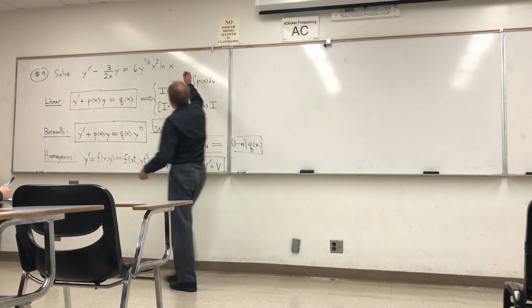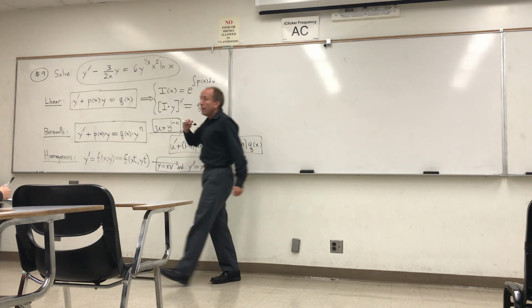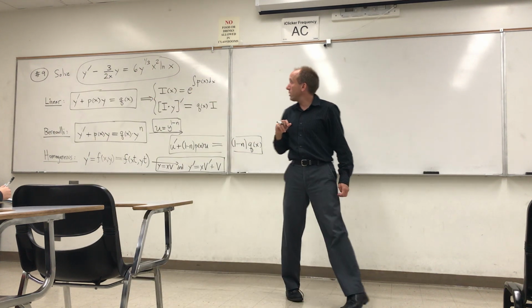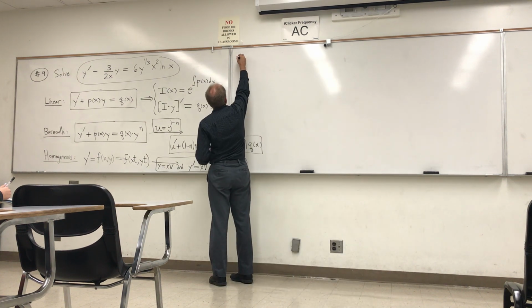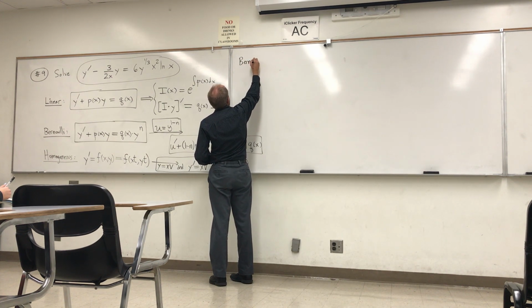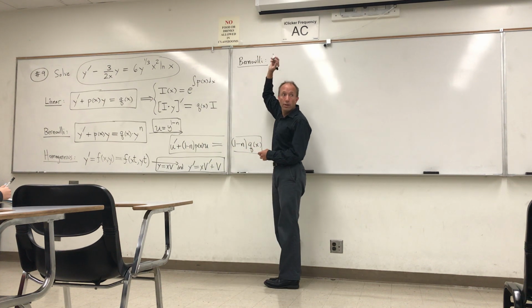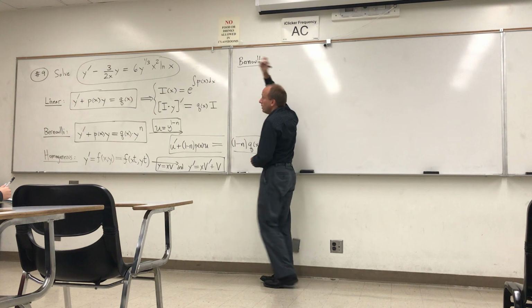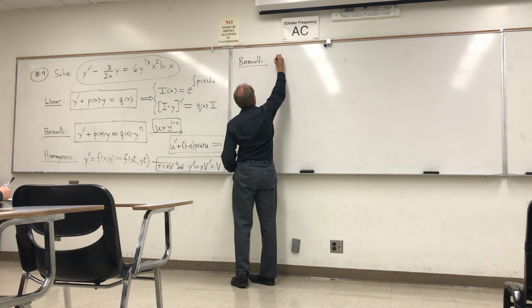Let's go back to the original problem that we're solving here now, and let's dive into it. Y prime minus 3 over 2x y equals 6 y to the 1/3 x squared ln of x. So that is Bernoulli, as we said. What is the n value in the Bernoulli equation? It's just the power of y on the right side of the equation, which is 1/3.